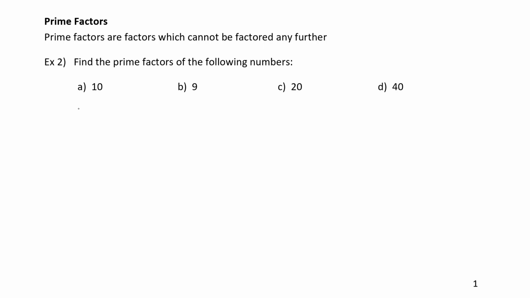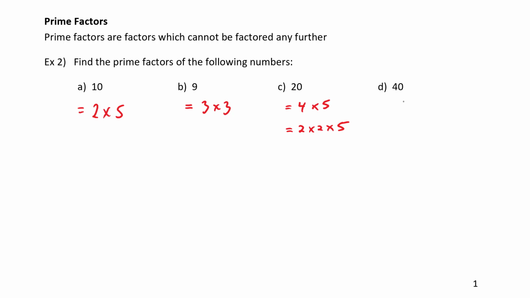What do we get with 10? 10, 2 times 5. So those are our prime numbers there. 9, we get 3 times 3. 20, we get 4 times 5. However, we're not done yet. 4 is not a prime number. So we have to break that down into 2 times 2 times 5.